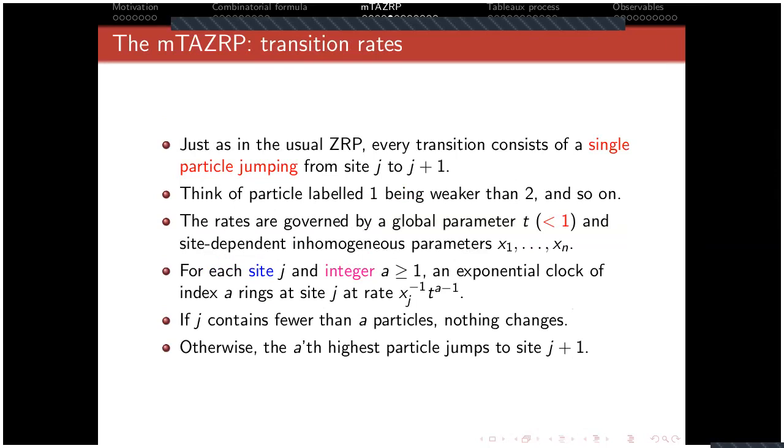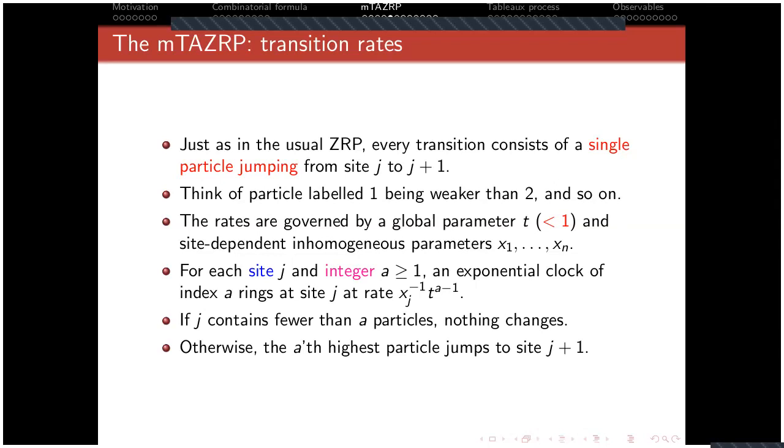Every transition will consist of a single particle jumping from site j to j plus 1. And we will think of the lower particles being weaker than higher particles. I'll explain what weaker is. So we have one global parameter t, which I would prefer to think of as a real number less than 1, and site dependent parameters x1 and x2.